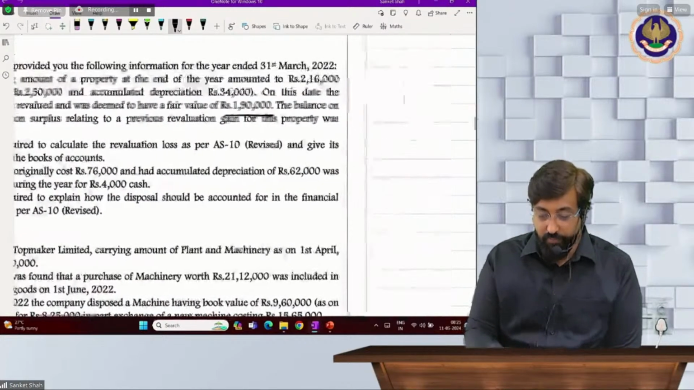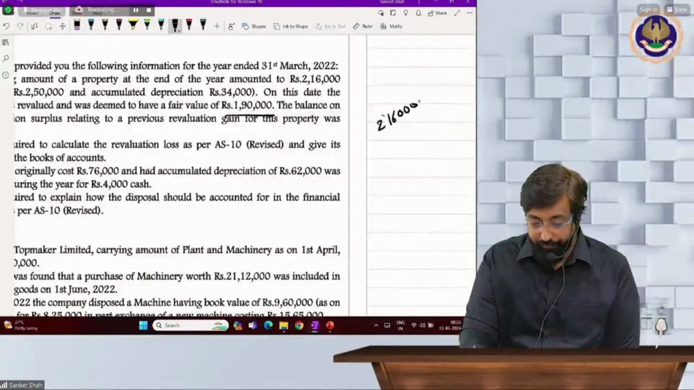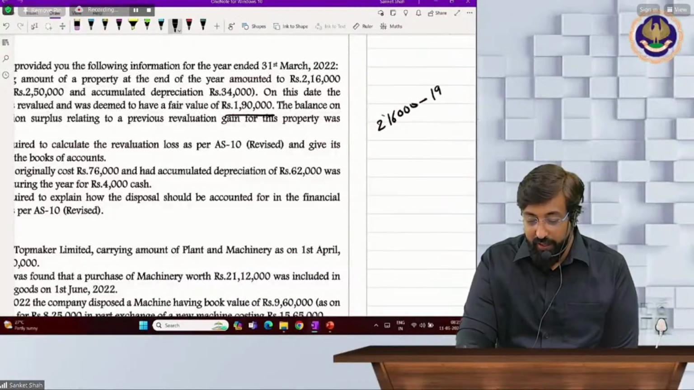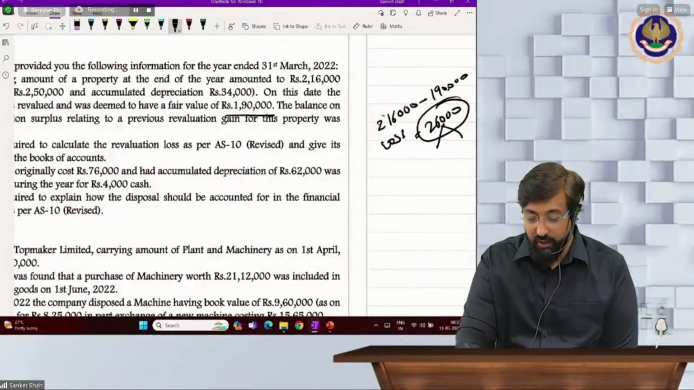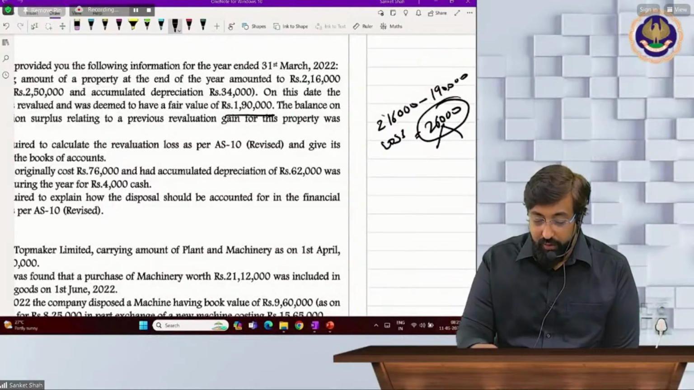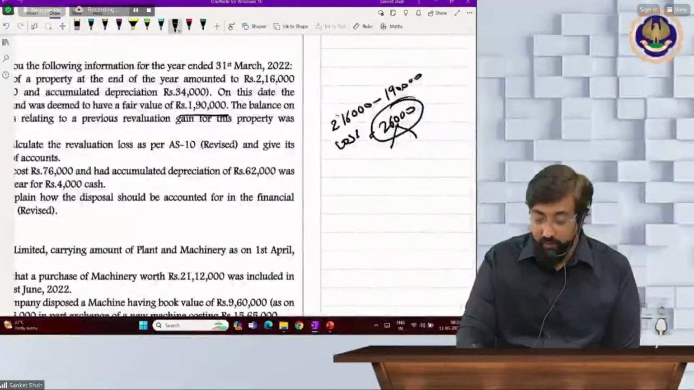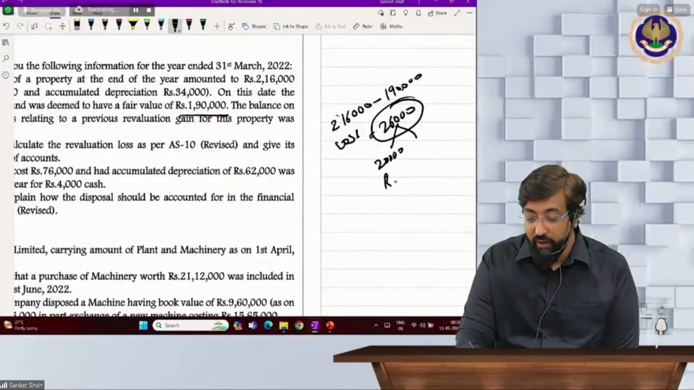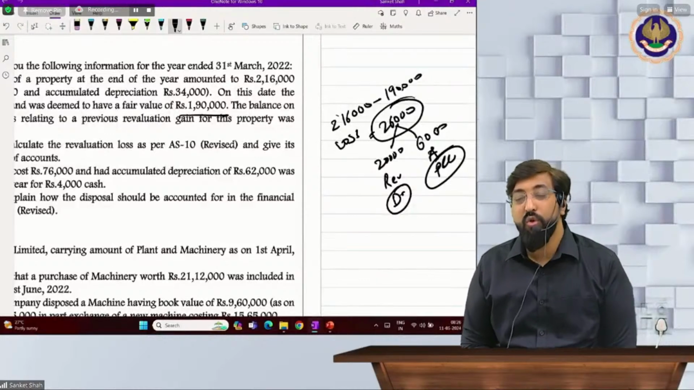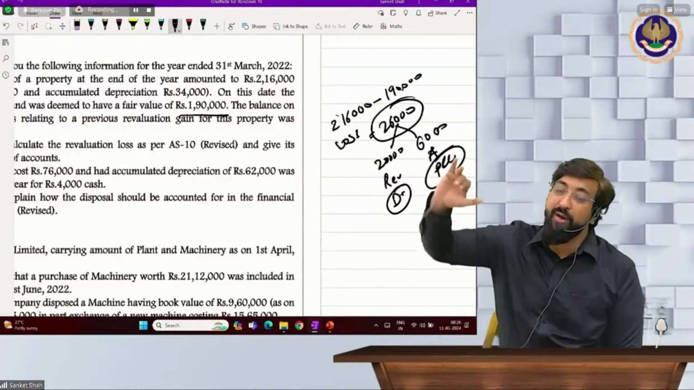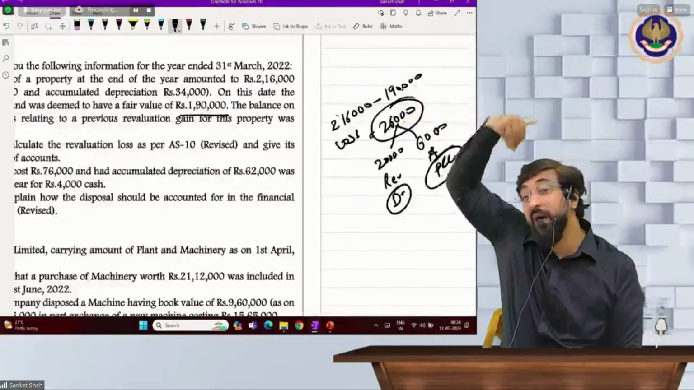See, the answer is very simple. 2,60,000 to 1,90,000. So what is your loss? Loss is 26,000. But out of that, you already have 20,000 in the revaluation balance. So you will debit it, and the extra 6,000 goes to P&L. So your total loss is 26,000, but you already have an upward balance.